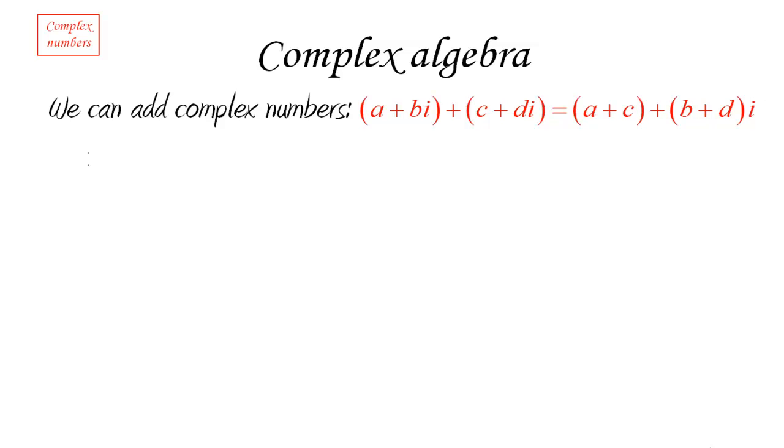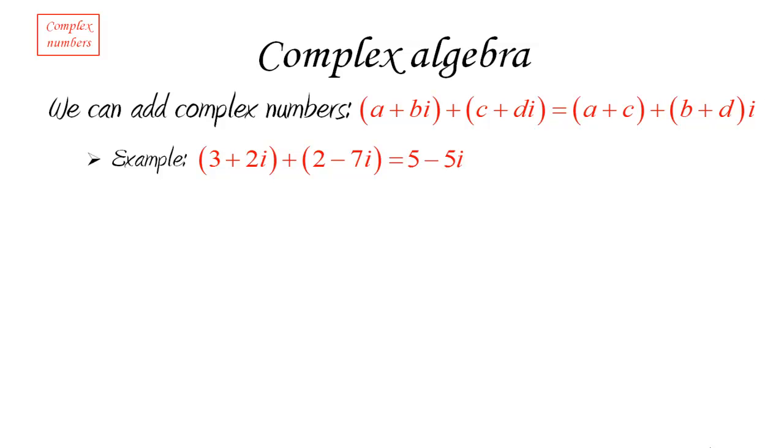As a very simple and immediate example, let's say that we want to add 3 plus 2i and 2 minus 7i together. Well, all we have to do is add the 3 and the 2, that gives us a 5, and then we can do the 2i minus 7i, that gives us a minus 5i, and therefore the sum of these two is going to be 5 minus 5i.